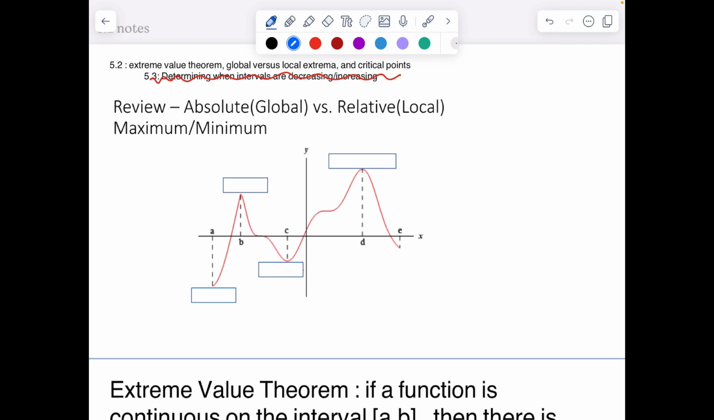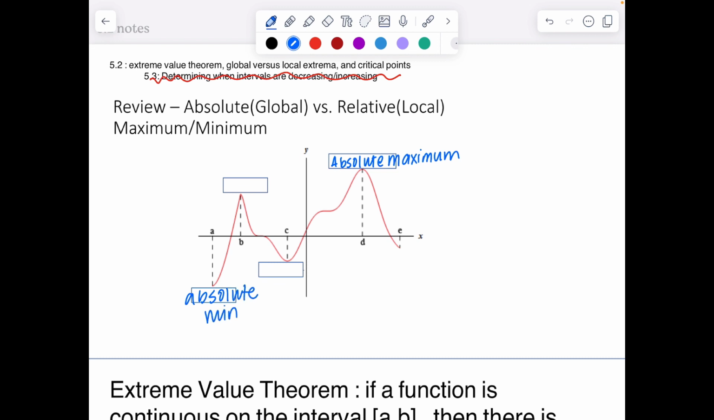Absolute means greatest, right? If I look at this graph, this point right here, D, is our absolute maximum point. It's the highest point on the graph. Technically, you can have more than one absolute max, but if you were to have another absolute max, say this was the y value 4, then you would have to have a point that also had the y value of 4. But there's only going to be one highest y value. So that's the absolute max. This one is the absolute min because it is the lowest point on the graph.